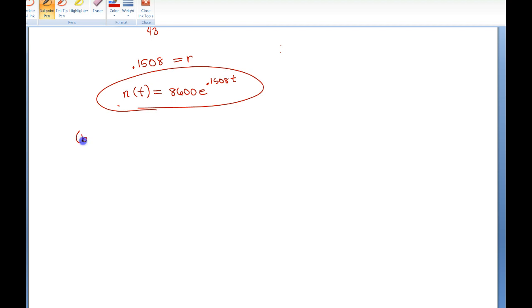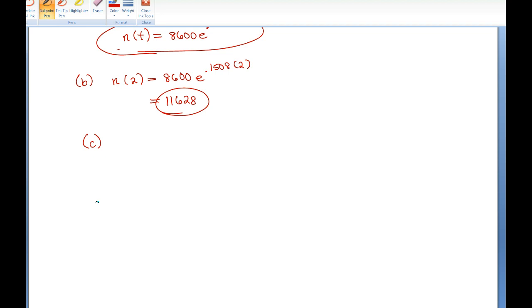For part B, it says find after 2 hours, so we're going to use that previous result and plug in 2, and we get about 11,628. Again, just type that into the calculator.